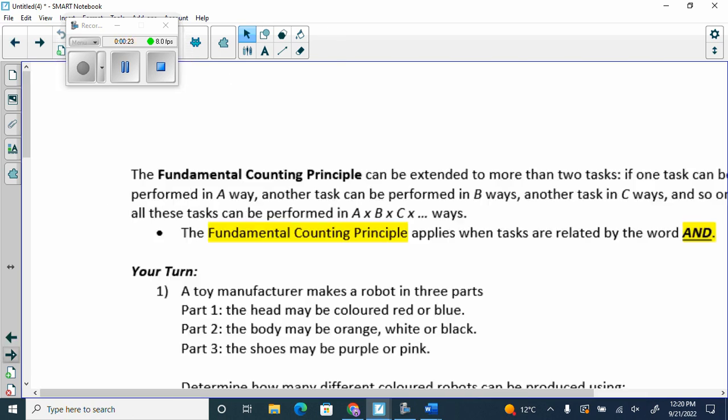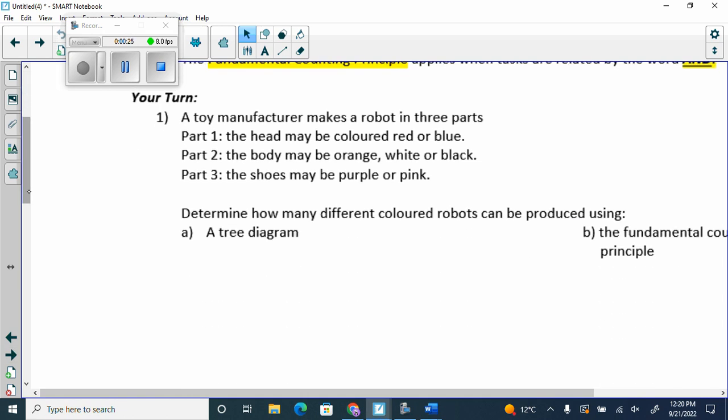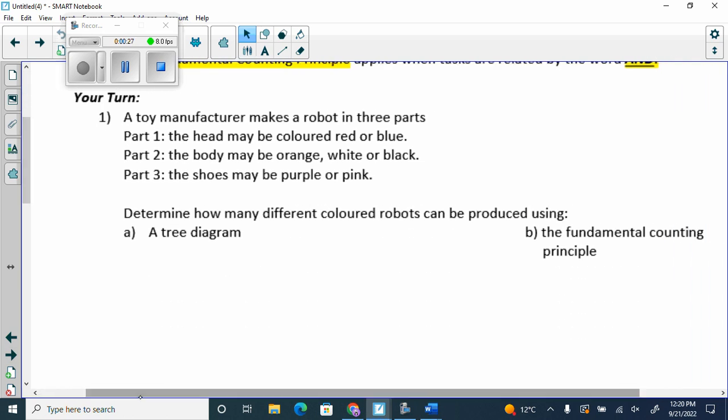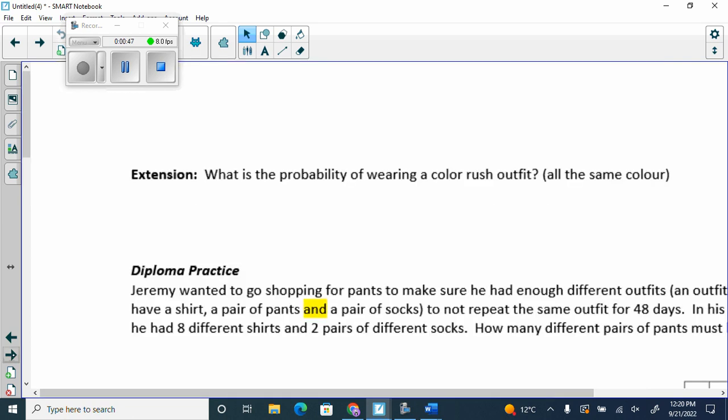Now, here was where we talked about the robot. We talked about the top being red or blue. We talked about the middle being orange, white, or black. We talked about the bottom being purple or pink. So we took 2 for the top times 3 for the middle times 2 for the bottom, and we got 12 different robots, correct? Because we had to have one of each of these, and we had to take all 3 parts to make the robot. So that's kind of what we went through so far.